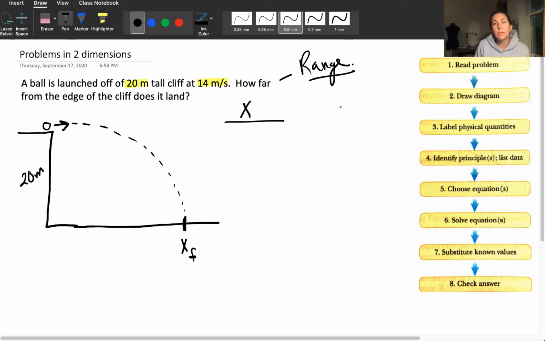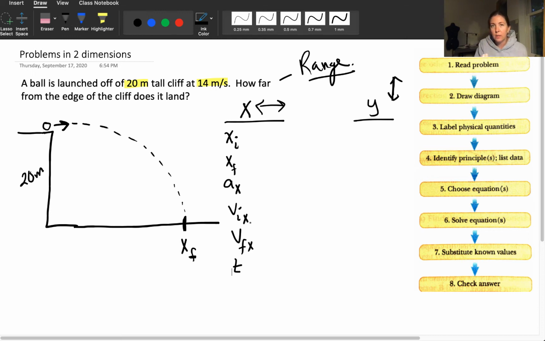The one difference is that we're going to split our variables into x and y. And so y is going to be our vertical, up and down, and x is going to be our horizontal motion. So we know x initial, x final, acceleration in the x direction, initial velocity in the x direction, vix, final velocity in the x direction, vfx, and t. These are all of the variables that you're going to need. And you'll have those same variables over here.